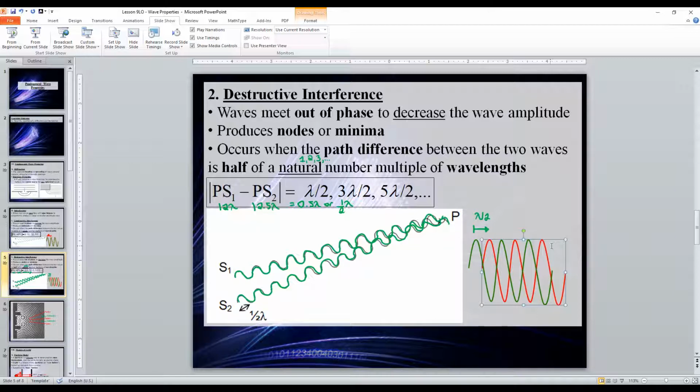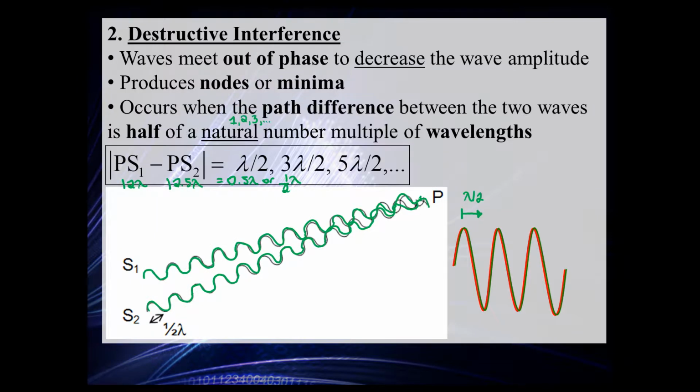Or if I went over by 1.5 wavelengths, then we would just go over to here, or 2.5 wavelengths would be located over there. So that's why we need our path difference to be half of a natural number multiple of wavelengths to get destructive interference.